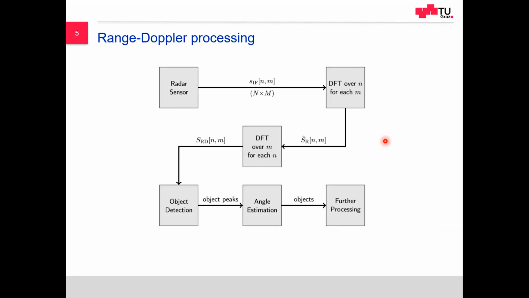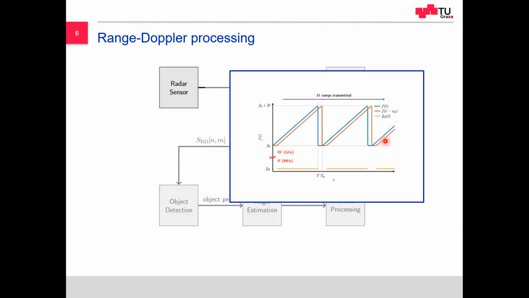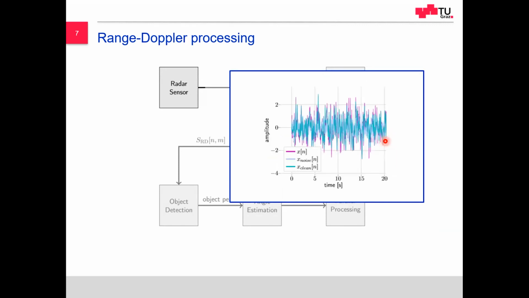And first, I want to give you a short overview of the range Doppler processing chain. So in the first step, the radar sends out linearly modulated radio frequency chirps, also called ramps, and the objects then reflect this signal, and the signal is then perceived by one or multiple antennas and mixed with the transmit signal, and this gives us the so-called intermediate frequency, or IF signal, and this is indicated in yellow at the bottom of the figure.